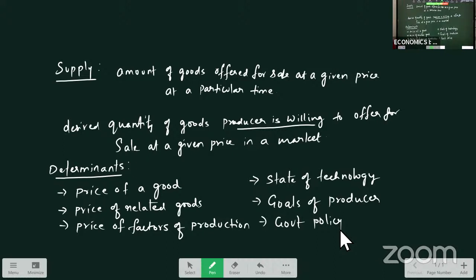Supply determinants are price of the commodity, price of related goods, price of factors of production, state of technology, goals of producer, and government policy. So this way supply determinants are there, right? If you get a 5 marks question, you just give the meaning of supply and write what are all the determinants of supply. You can explain in 2 to 3 lines. This is enough. Okay.